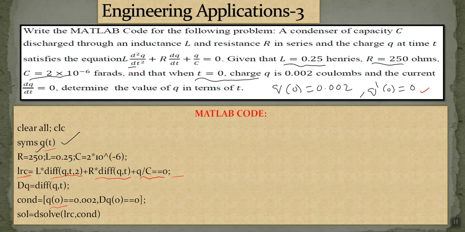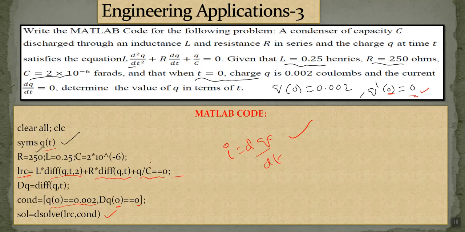So the condition is first Q of 0 is 0.02 is given, and substituting 0 in the derivative, this value is also given, Q dash 0 is 0. So directly this is the condition, then finally apply dsolve of LCR comma condition, and directly you will get the required charge. Suppose after finding the charge, if you want to know the I value, I equals dQ by dt. If you want to know the current, very simple: after finding the Q value, differentiate with respect to t, and you will get the current.